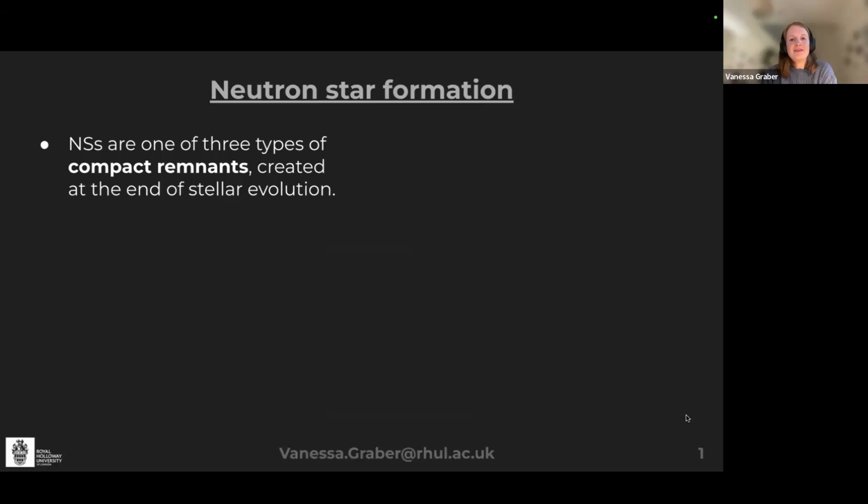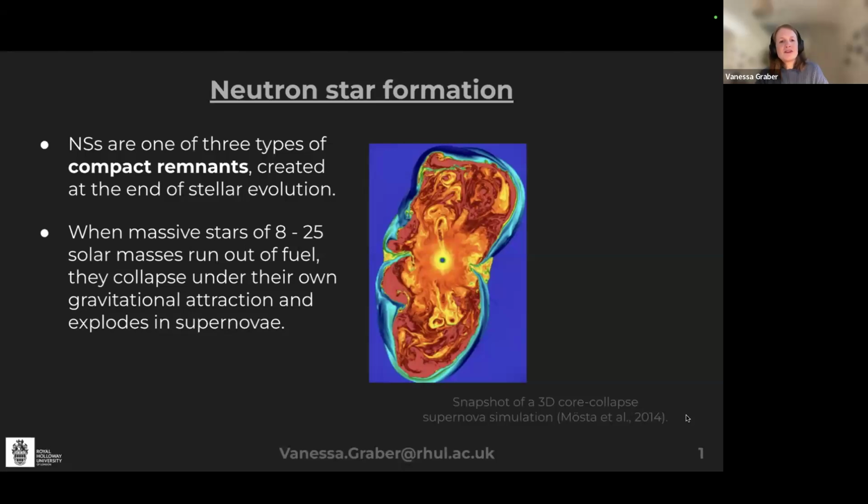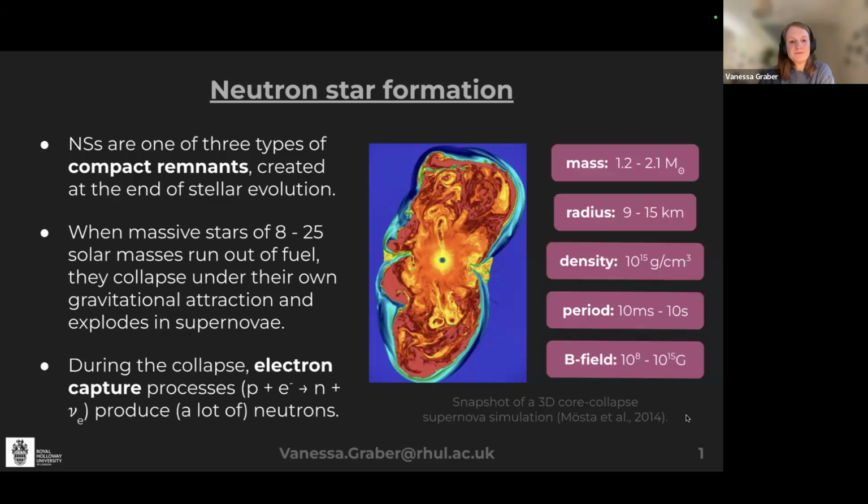To tell you a little bit about the objects that I'm generally interested in, neutron stars are one of the three types of compact remnants that we have out there that are formed at the end of stellar evolution. And neutron stars specifically are the remnants that are produced when massive stars that have something between 8 and 20 times the mass of our sun run out of fuel and essentially collapse under their own gravitational attraction and explode in these massive supernova explosions that are some of the most energetic processes that we have in the universe.